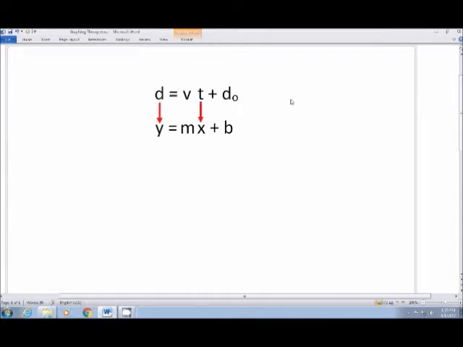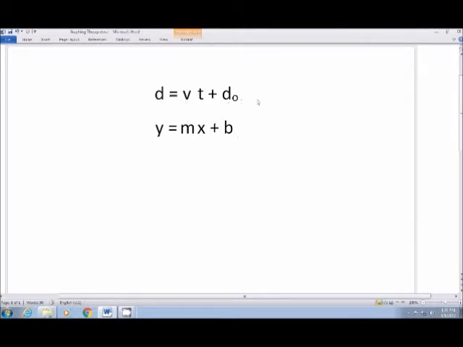And this theory does, because each of its variables corresponds to one of the variables in y equals mx plus b. So d corresponds to the y variable, and t corresponds to the x variable. Furthermore, each of the constants in this theory also corresponds to one of the constants in y equals mx plus b. So the velocity of the body corresponds to the slope, and the initial displacement corresponds to the y-intercept.